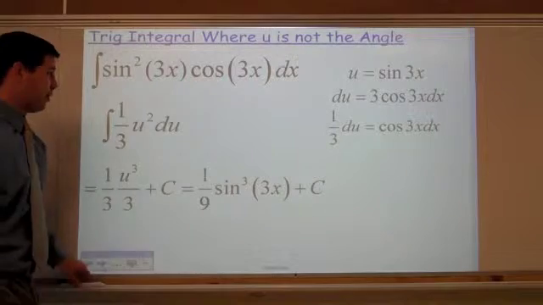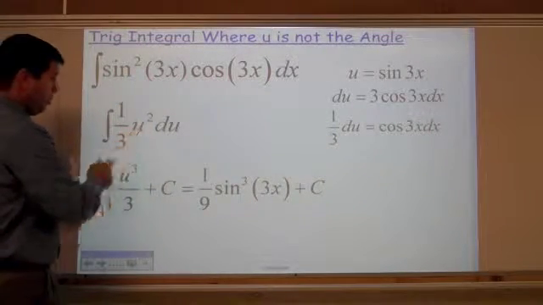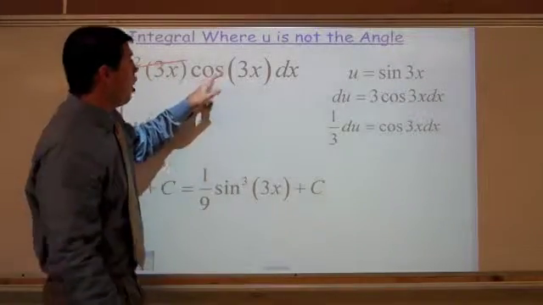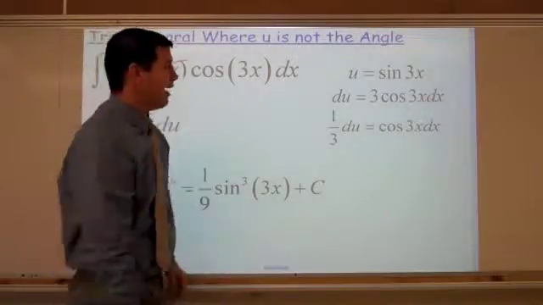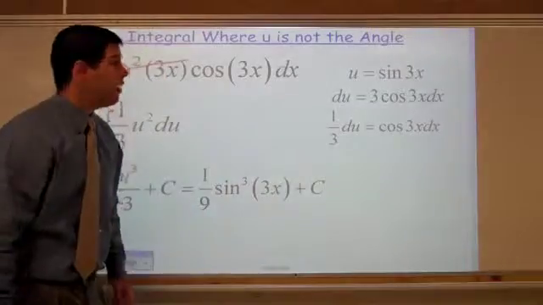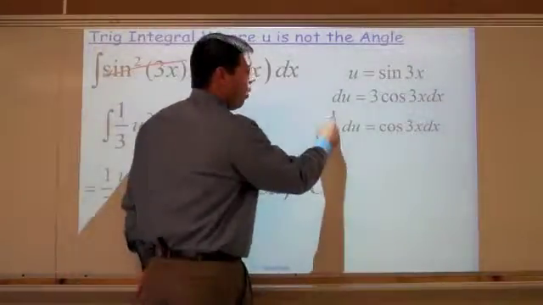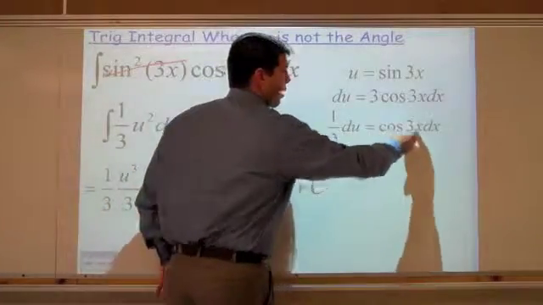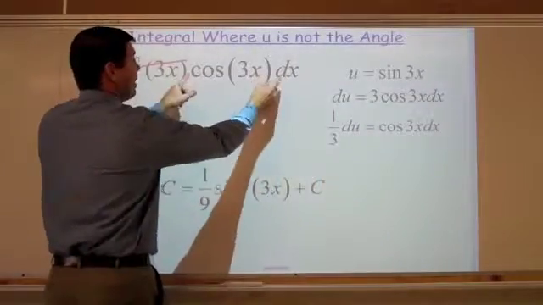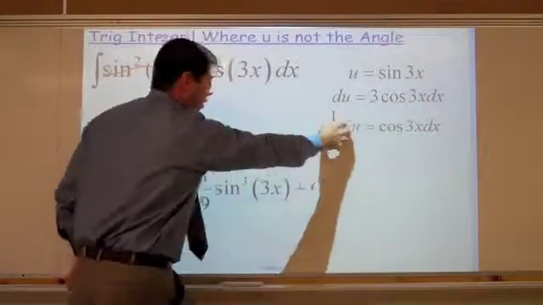Now go back and substitute. Sine squared of 3x is the same as u squared. So that's gone. You're left with cosine of 3x dx. You have du is equal to 3 cosine of 3x dx. So you want to divide both sides by 3, again very similar to the last problem. So 1/3 du equals cosine 3x dx. Now this is exactly what's left. Cosine 3x dx, cosine 3x dx. So this part is what goes in.